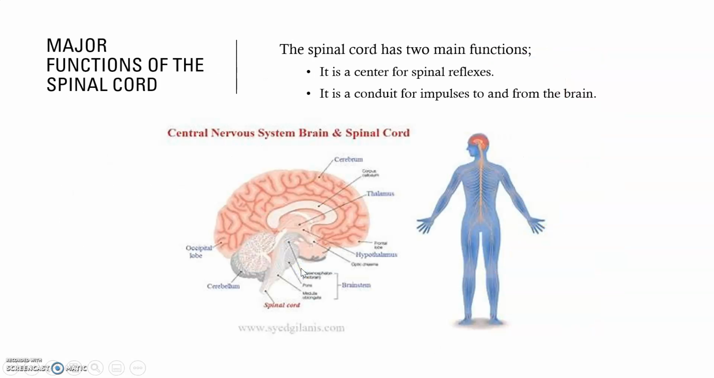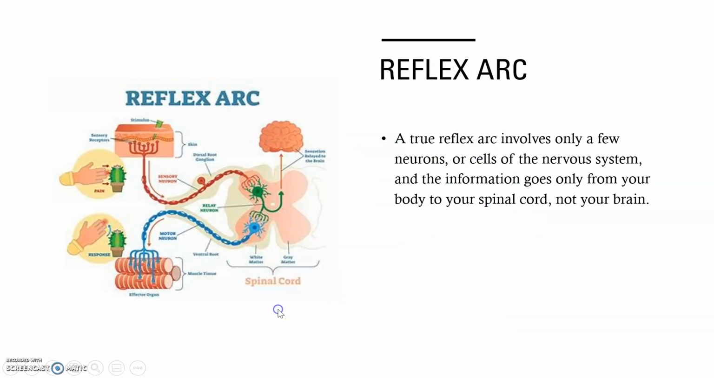The major functions of the spinal cord are: it is the center for spinal reflexes, and it is the conduit for impulses to and from the brain. A true reflex arc involves only a few neurons or cells of the nervous system, and the information goes only from your body to your spinal cord, not your brain.